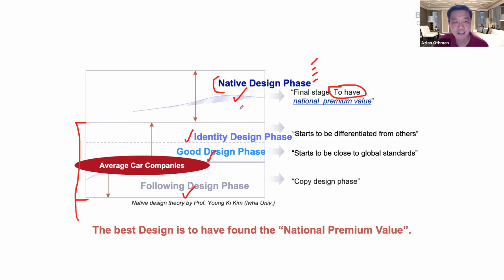The unfortunate thing is probably 80 or 90% of the industries in Malaysia specifically, because I know we have some probably foreign audience here, but in Malaysia specifically, we're just struggling to gain the good design phase. You haven't really achieved even identity design phase. So it's still a long way to go.